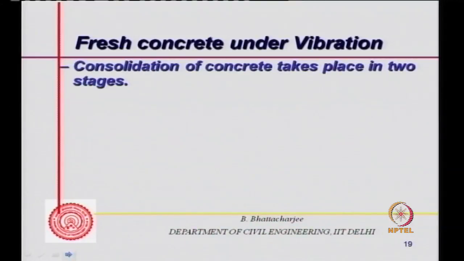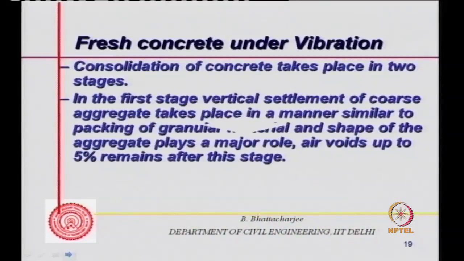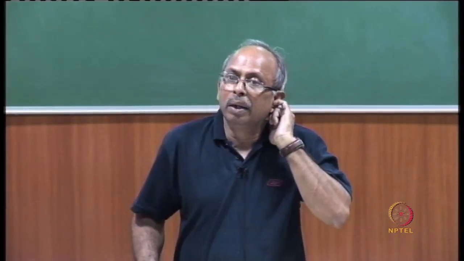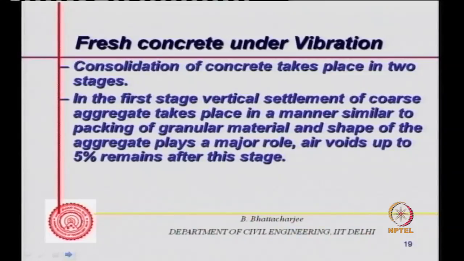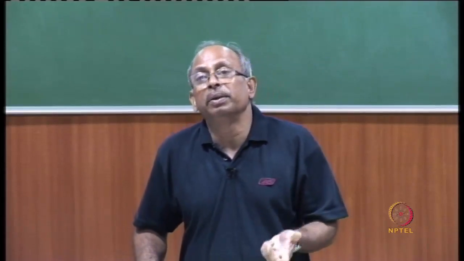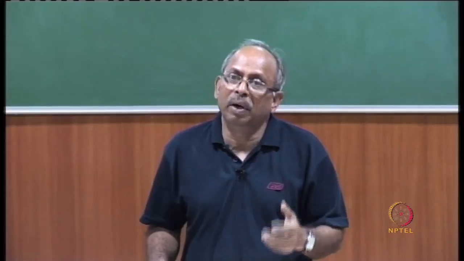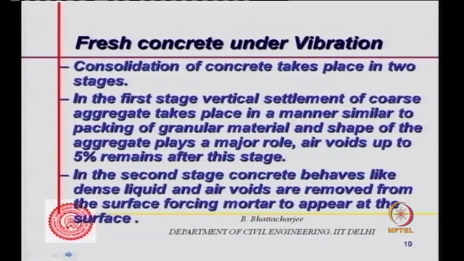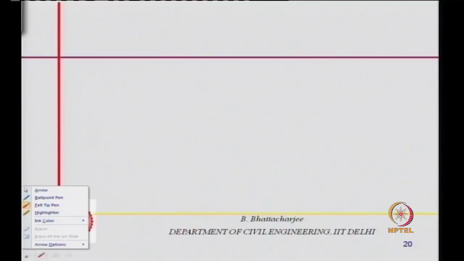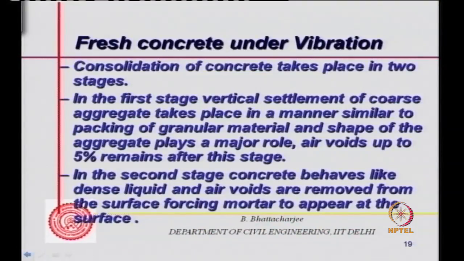Fresh concrete consolidation actually occurs in two phases. In the first stage, vertical settlement of coarse aggregate takes place in a manner similar to packing of granular material, and the shape of the aggregate plays a major role. Air voids up to 5% remain after this. Spherical particles will easily roll over, and therefore vertical settlement becomes easier for rounded aggregate. Then at the end of the second stage, concrete behaves like a dense liquid because the air voids have been removed quite a bit, and finally air voids are removed from the surface, forcing mortar to appear at the surface.